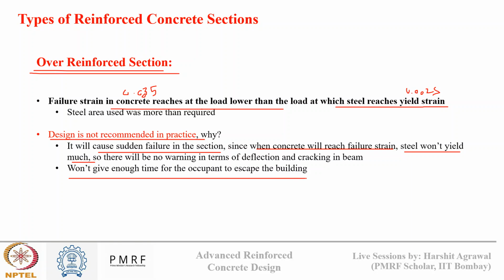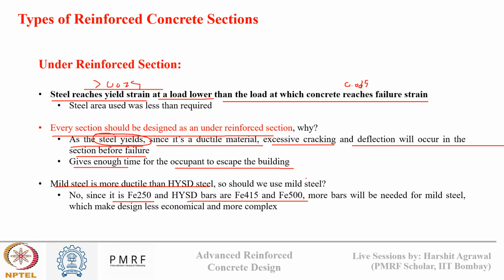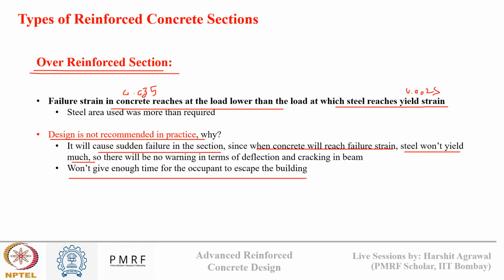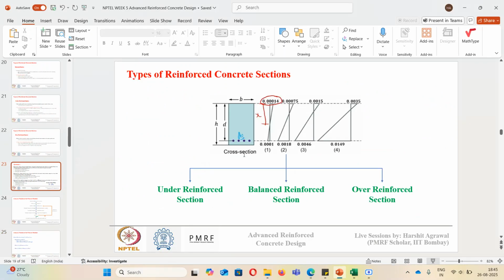So this is how these three designs vary. Balanced design is the best case, but it is difficult to obtain. Under reinforced design is what we want to make, and over reinforced design is what we want to avoid. Now try to answer these three simple questions before we move into the numerical part. Very simple questions based on the type of section that we just saw. In the meantime, if you have any doubt, you can ask.